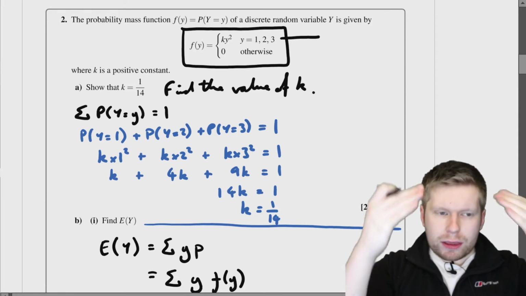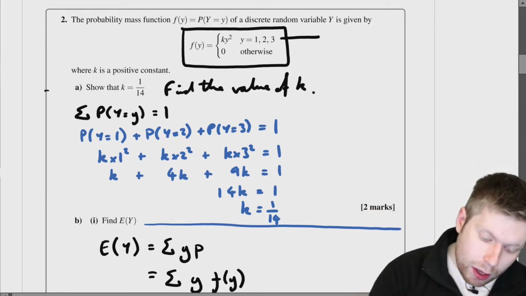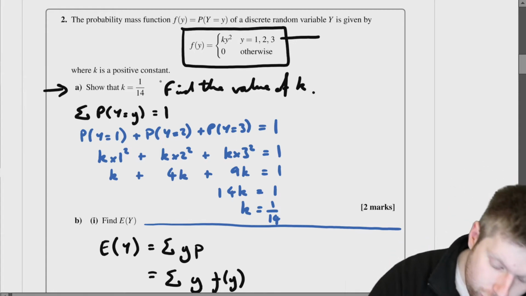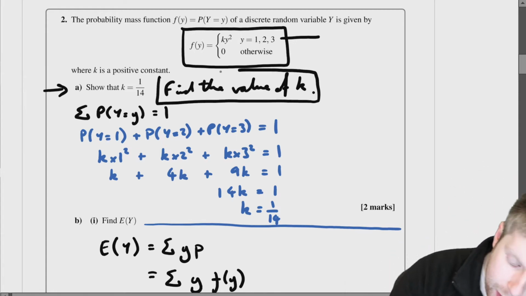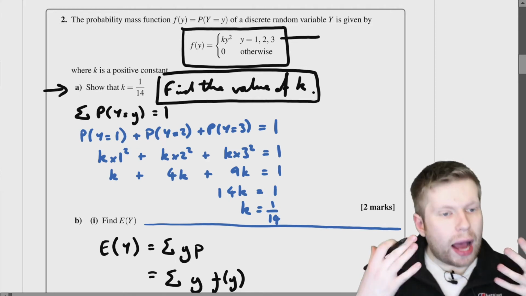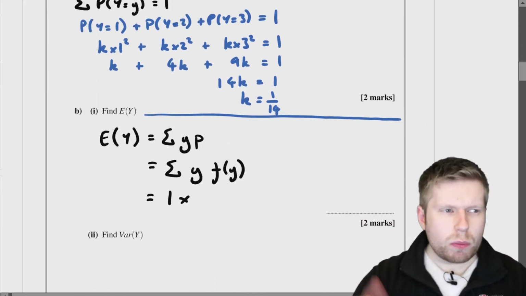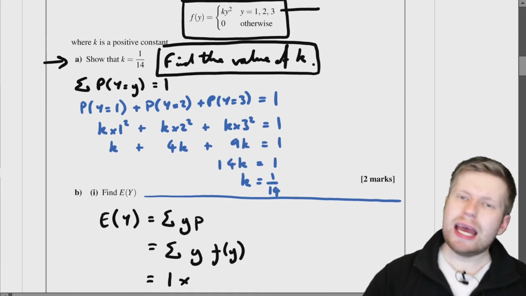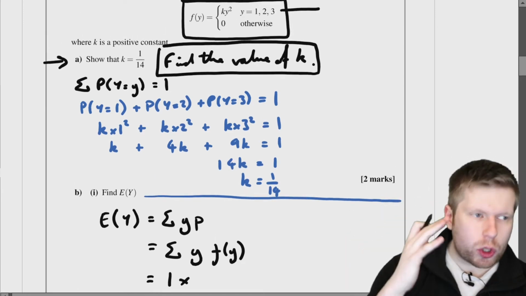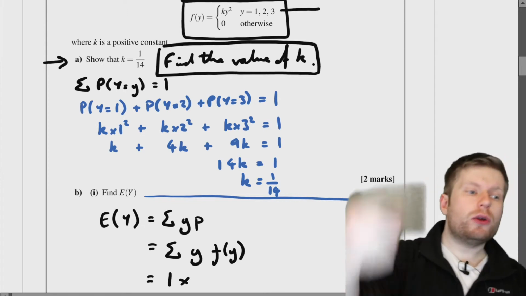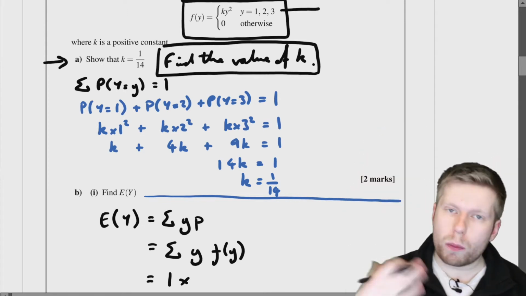So just remember the way that these questions are structured, okay? Part A is a show that question. The reason why it's a show that question rather than find the value of k is because if you can't do part A, it doesn't then prevent you from doing part B. So the reason why it's set up as a show that question is that even if you couldn't show that k equals 1/14, that's okay. You can still use that value to answer part B successfully. Okay, so you're not penalised.